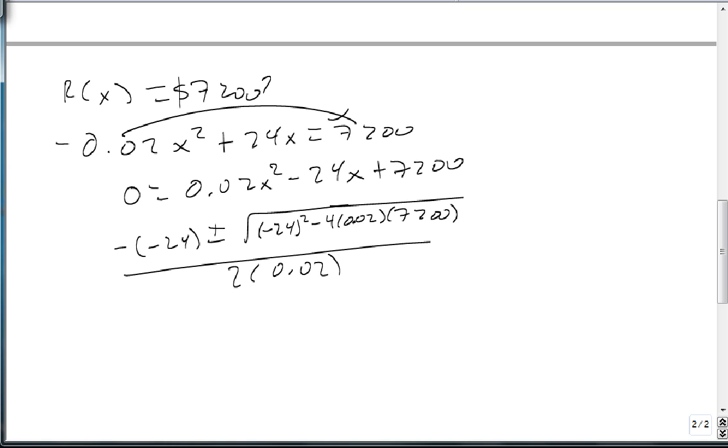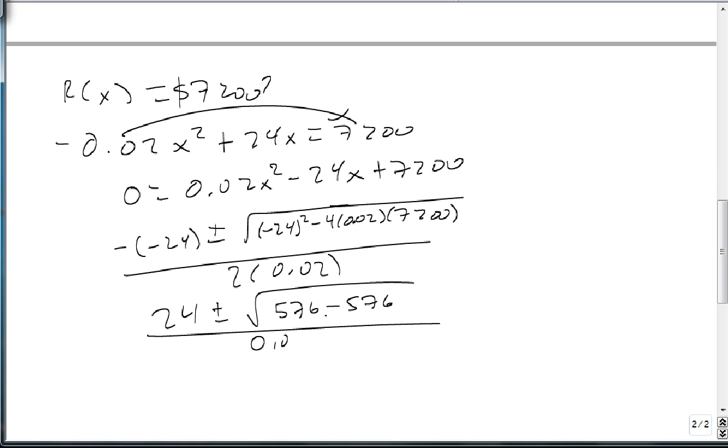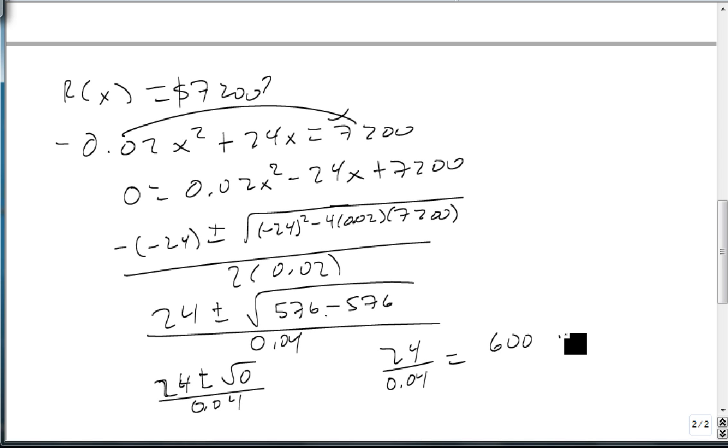Well, when we multiply this out, we end up with 24 plus or minus the square root of 576 minus 576, all over 0.04. Well, 576 minus 576 is 0, and the square root of 0 is 0. So we end up with 24 over 0.04, which is equal to 600. In other words, if I want to generate $7,200 in revenue, I need to sell 600 tickets. That's the number that also happens to maximize this because I got a 0 underneath that square root.